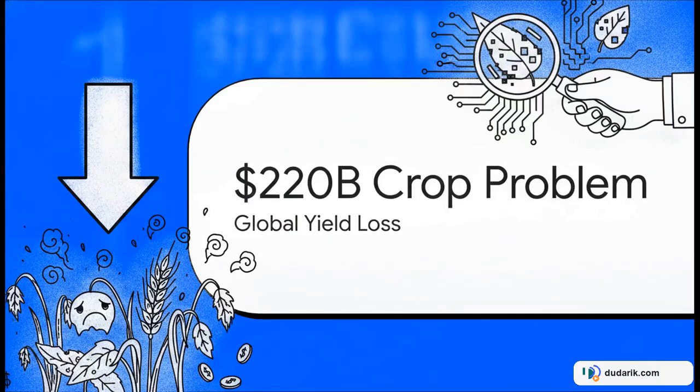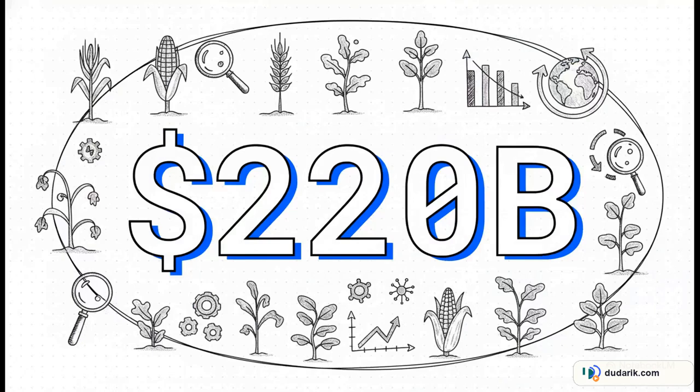The $220 billion crop problem. Before we really get into the weeds of this new framework, pun totally intended, we've got to understand the macroeconomic stakes. We're talking $220 billion. That's billion with a B. According to the research, plant diseases and abiotic stresses wipe out roughly 20 to 40% of global agricultural yield every single year. That translates to over $220 billion in economic damage annually.